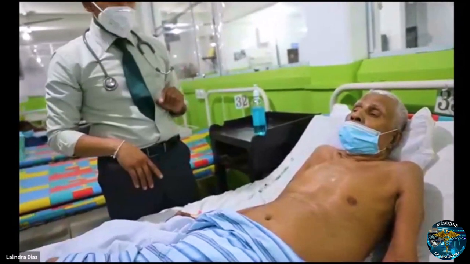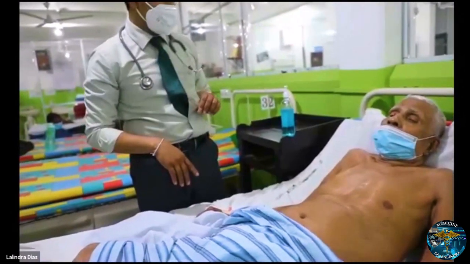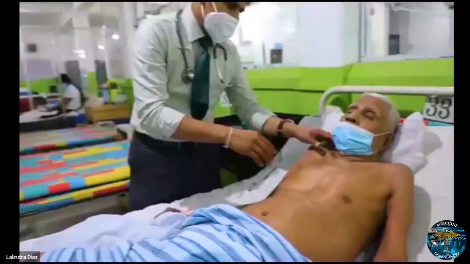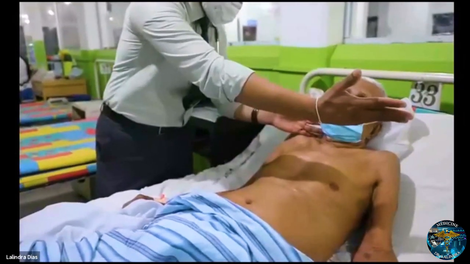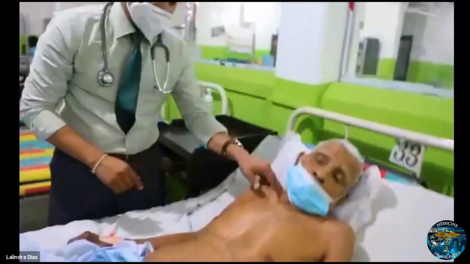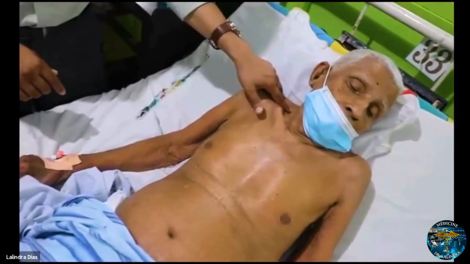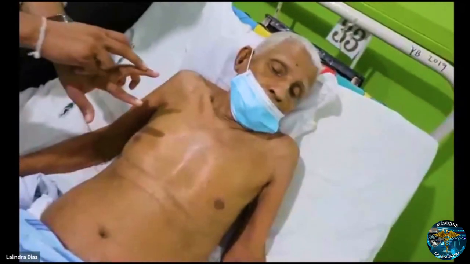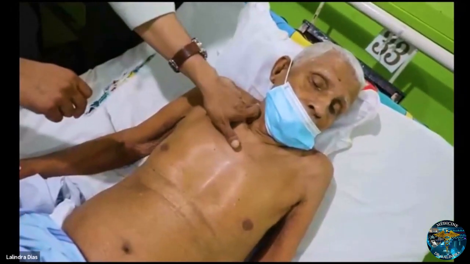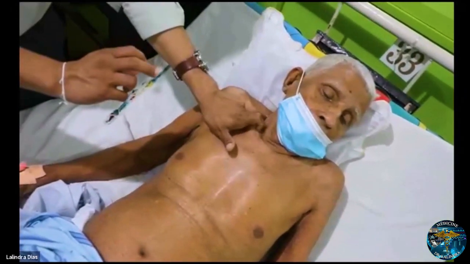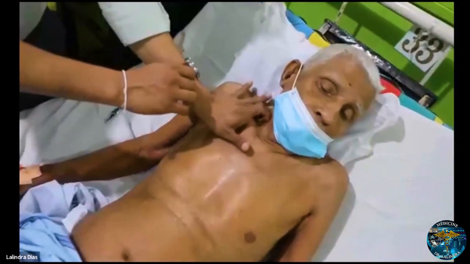Right. Next is percussion. Now watch carefully. This is how we do the percussion. So this is his apex of the lung. This is the apex. I am going to percuss the apex by rolling my middle finger on this root of the neck like this.